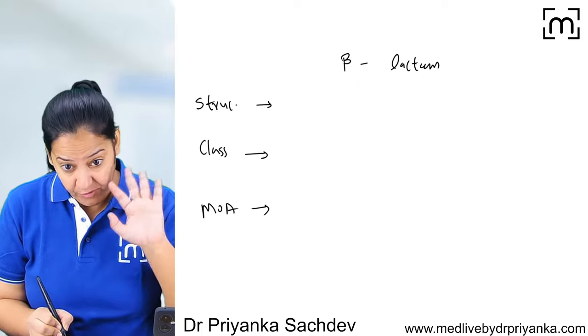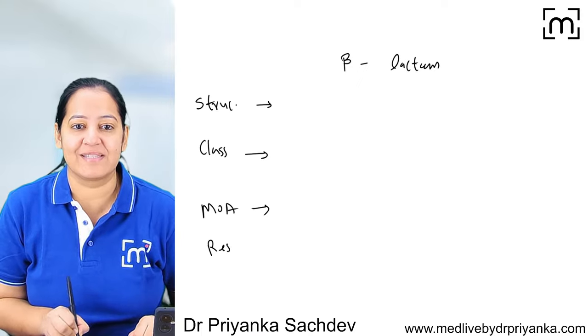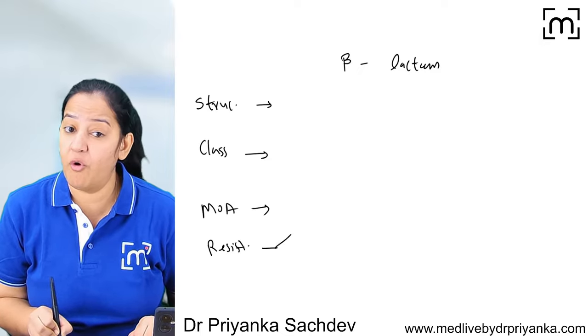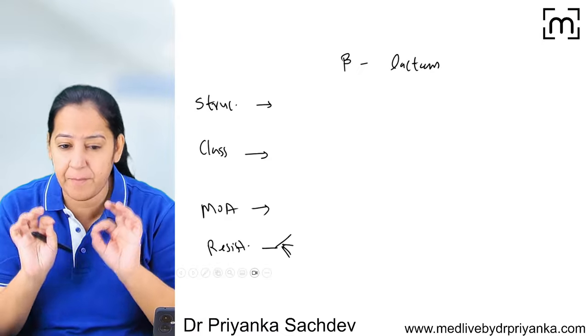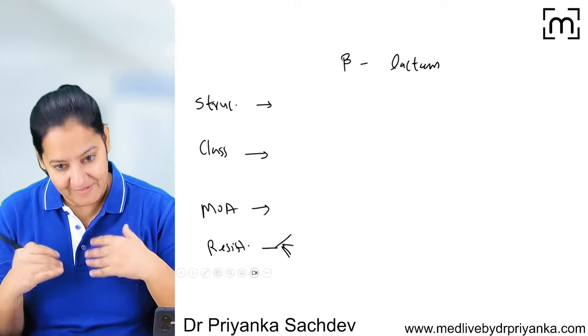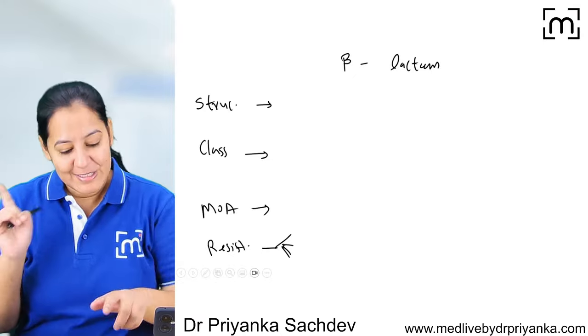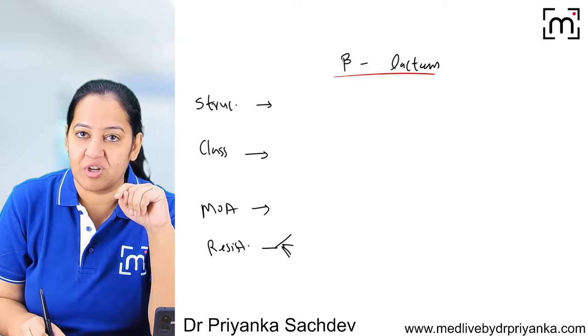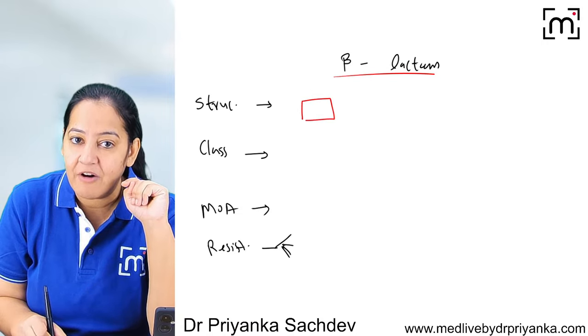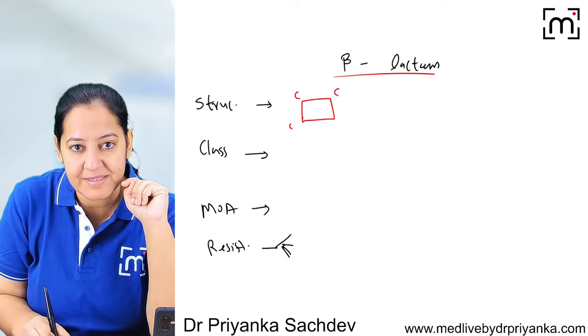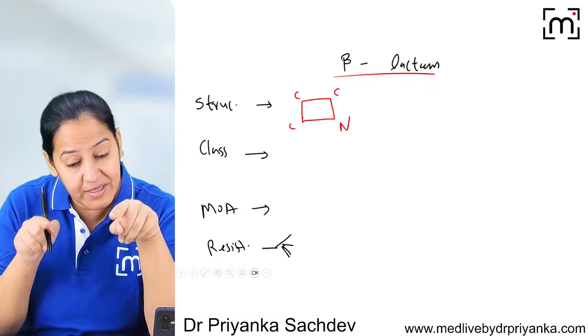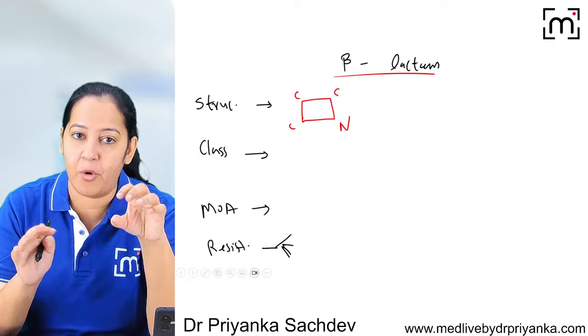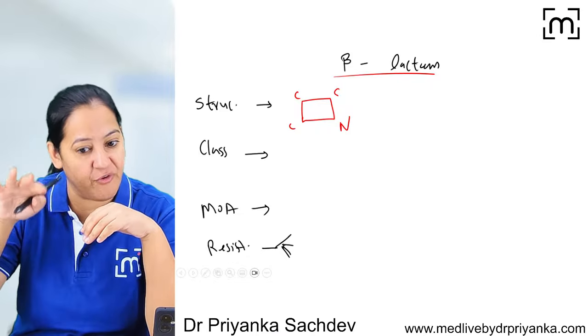In short, if you tell me this, the fourth thing I will tell you is the resistance. There are three or four important mechanisms of resistance, ultra important to understand and very difficult. I will tell you that, but before that, let's revise. So why are the beta-lactams known as beta-lactam? Because in their structure, they have a four-sided ring in which three carbons are there and one nitrogen is there. This ring is known as beta-lactam and it is important for the antimicrobial activity of these antibiotics.